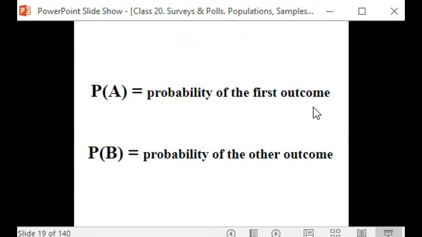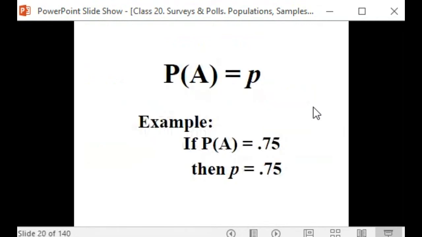If we use A and B to represent the two outcomes, then the probability of A, P with A inside parentheses, is the probability of the first outcome, and the probability of B is the probability of the other outcome. We use the small letter p to represent the value of the probability of A. And we use the letter q to represent the value of the probability of B.